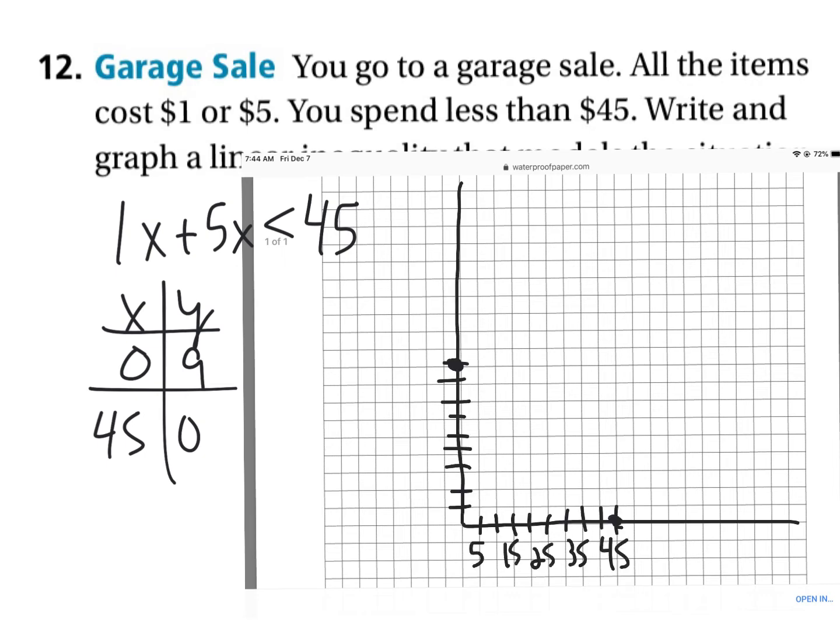When you go to graph this, it's less than, so doesn't include it. You'd have a dotted line. 0, 0 would be an option. If we didn't buy anything, we would spend less than $45 for sure. So this would be an answer for that. And I went by 1s on the y-axis and 5s on the x-axis, so that's why it's looking like they're actually about the same as each other when really they're not.